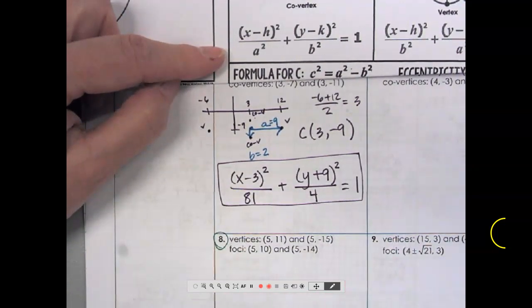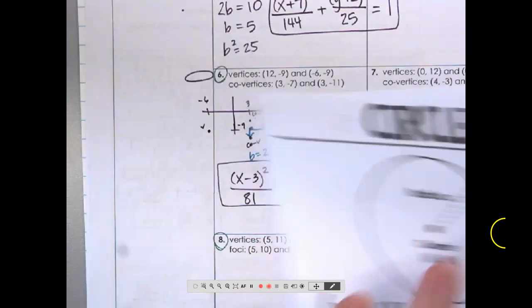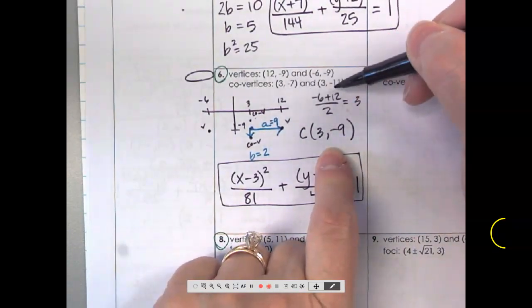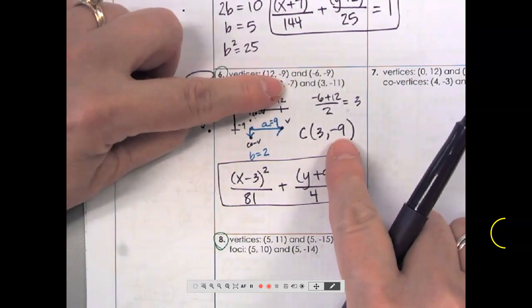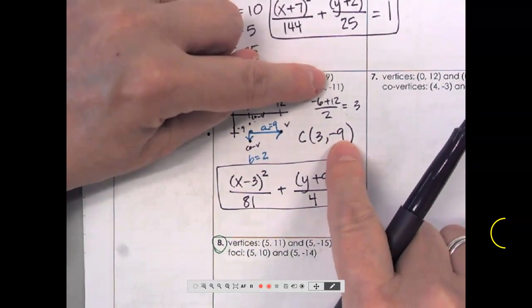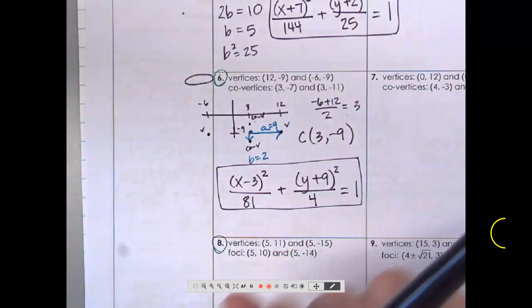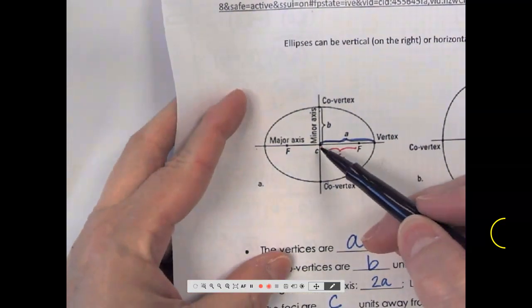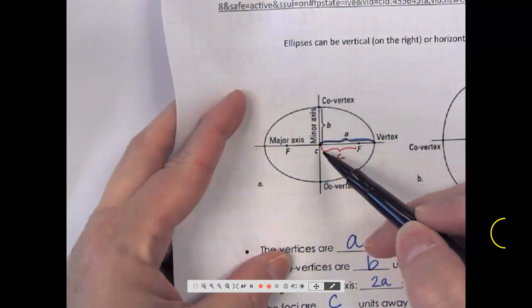How did you find B equals 2? Because I knew where the center was, and these co-vertices here, I'm just asking myself how far to there or to there. Because B is the distance from center up to co-vertex. Okay?